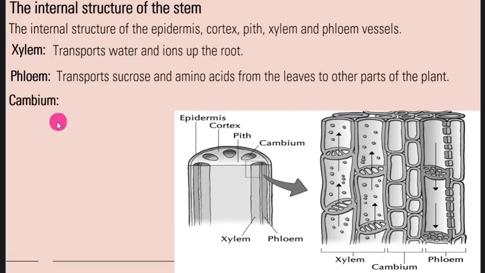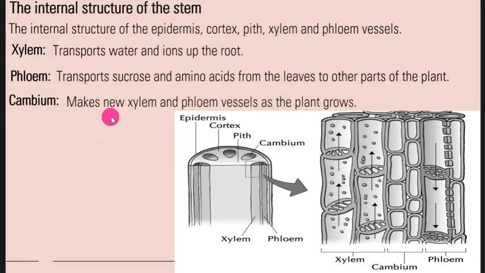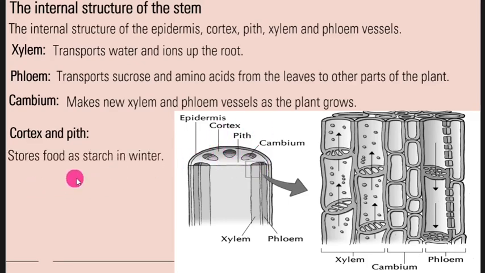And then we should know that the cambium here makes new xylem and phloem vessels as the plant grows. Very important, guys. And then also the cortex and the pith. So this pith here and this cortex here store food as starch in winter.